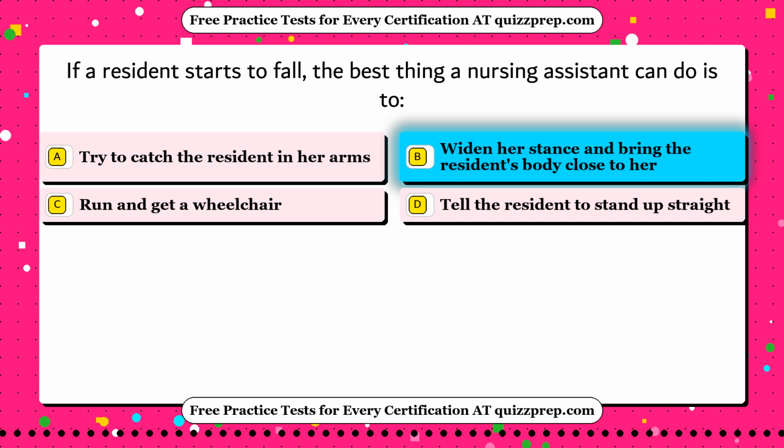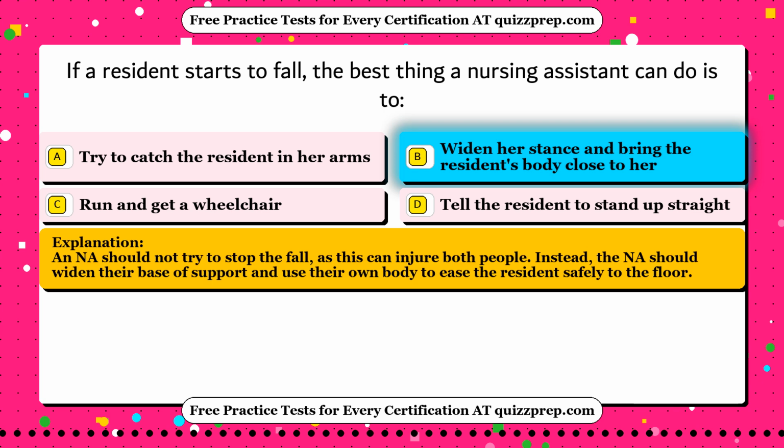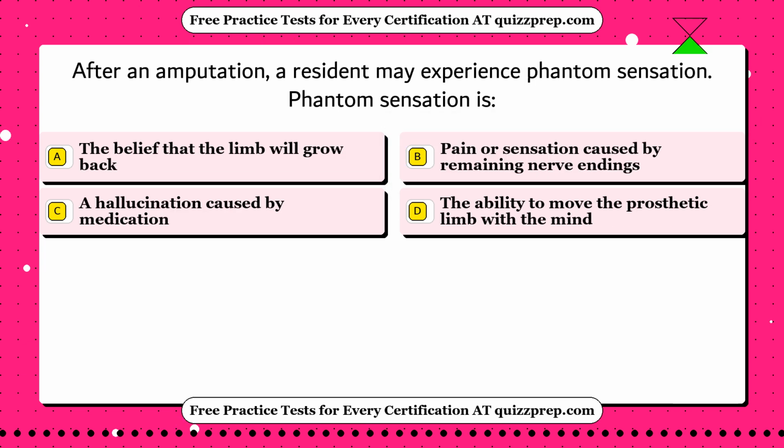The correct answer is option B, widen her stance and bring the resident's body close to her. A NA should not try to stop the fall, as this can injure both people. Instead, the NA should widen their base of support and use their own body to ease the resident safely to the floor.